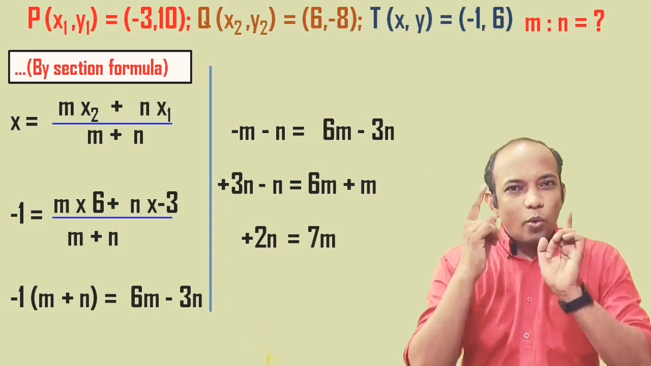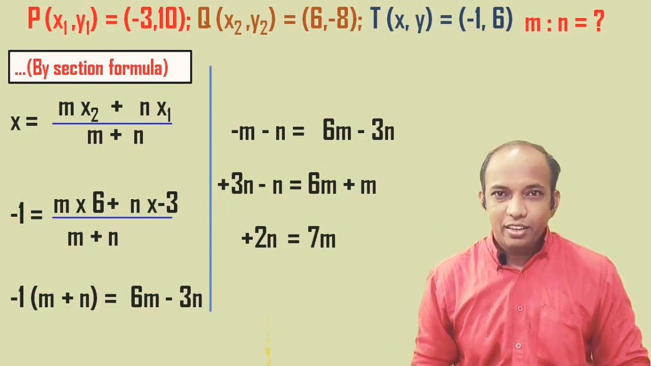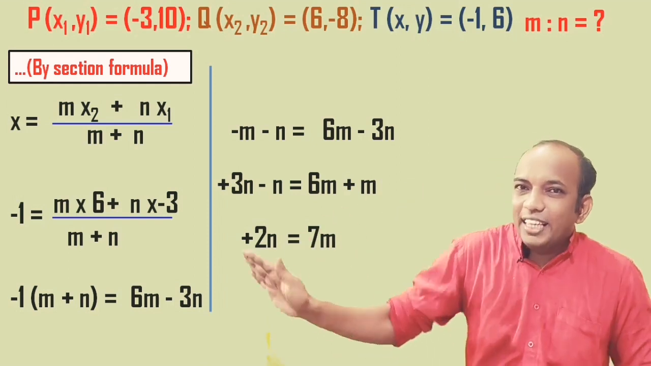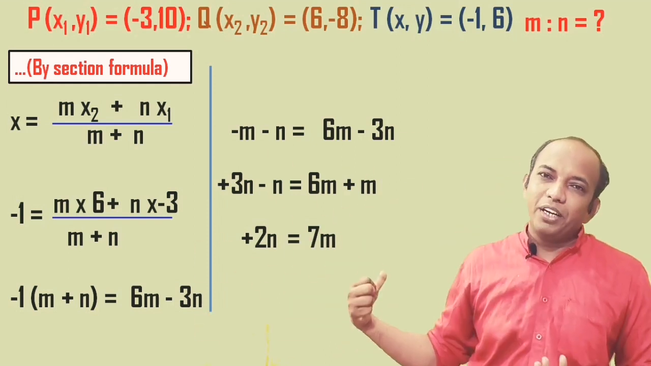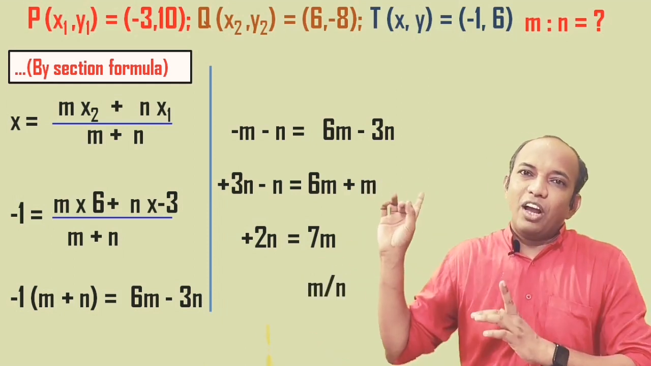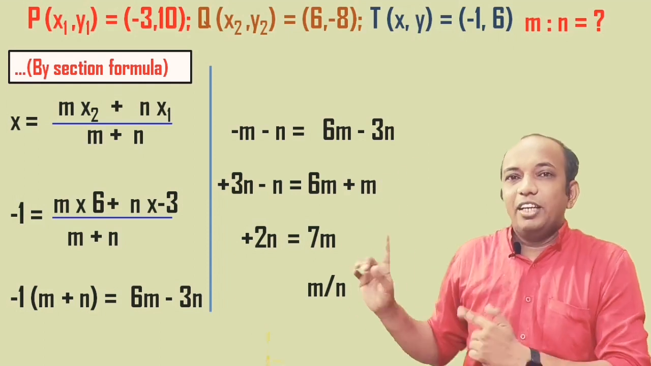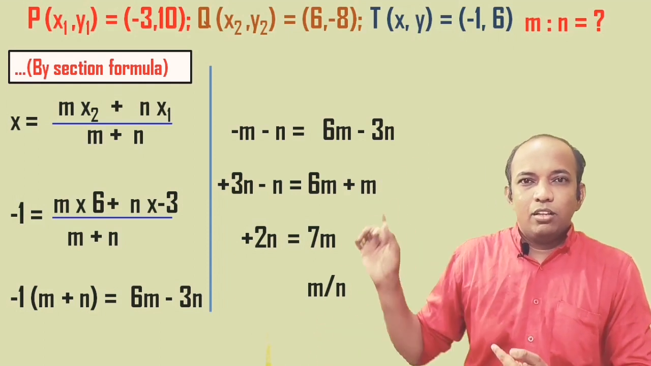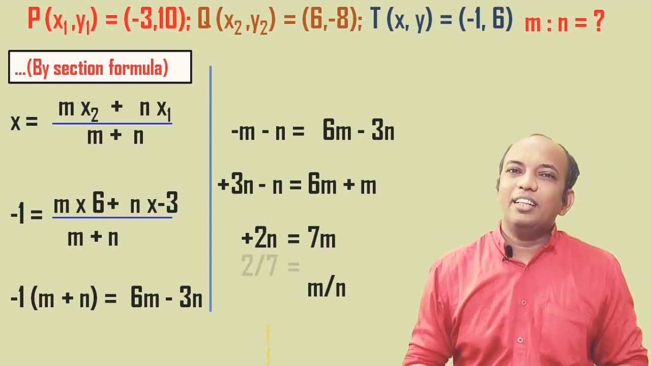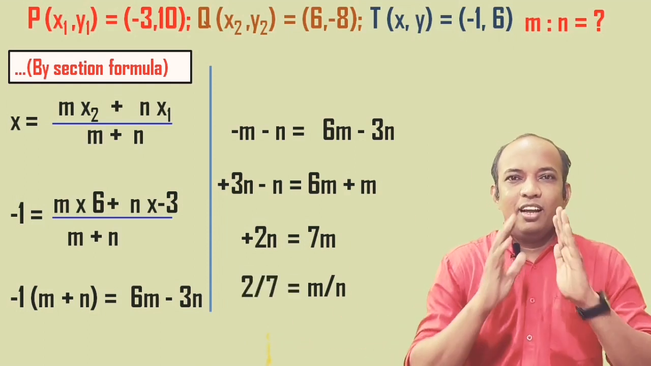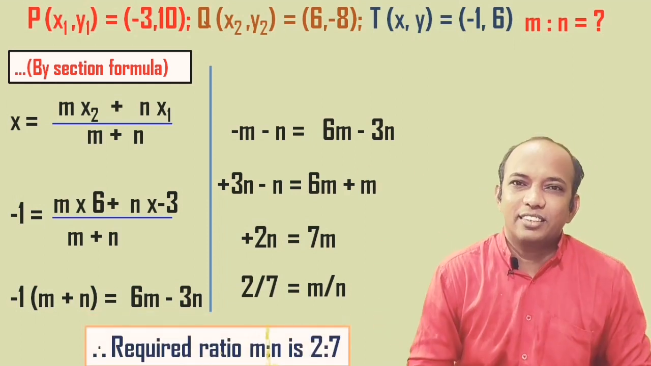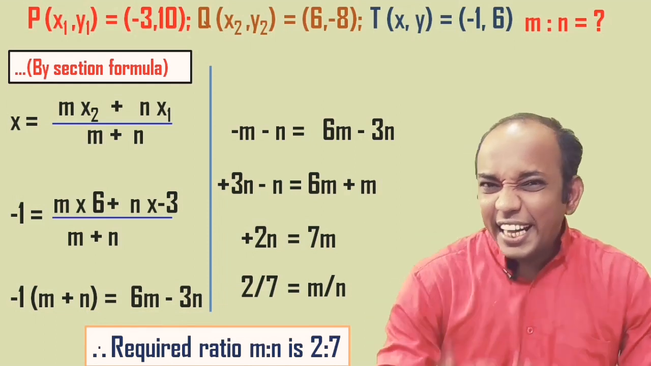Now as we require the ratio m is to n, that is m upon n, what we are going to do, that n on the LHS will be moved to the denominator of the RHS. That gives us m upon n, and the number 7, that is coefficient of m, will move to the other side of the equality, that too in the division. That results in 2 upon 7, and in short we get the value of ratio 2 upon 7 as our final answer. So boys and girls, here we go with the next question on the board.